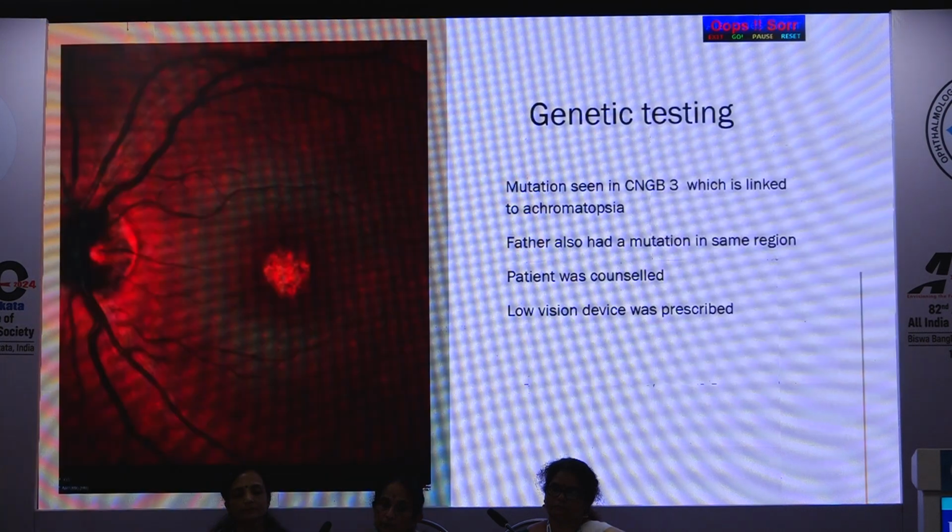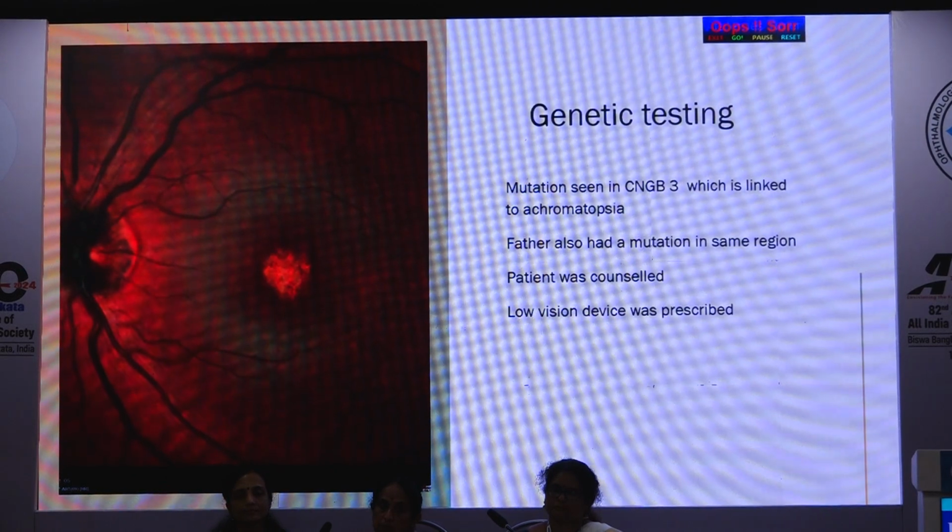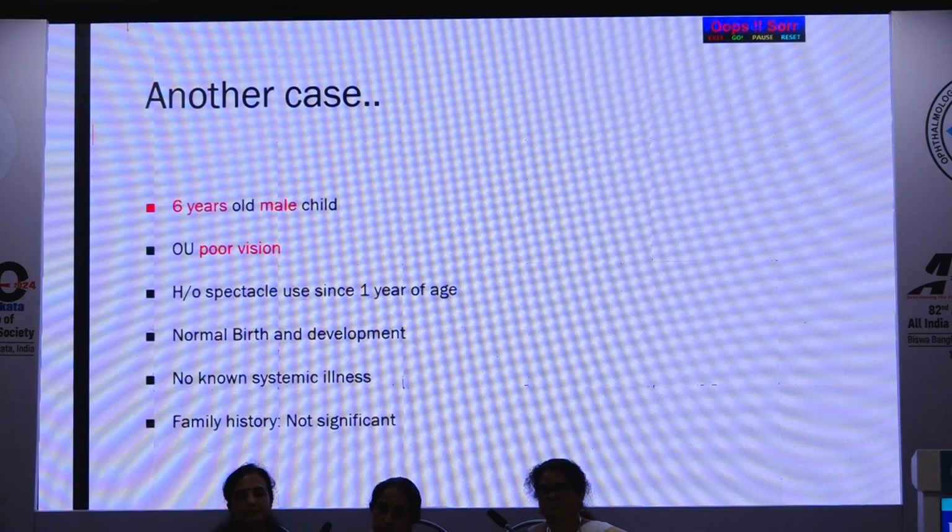OCT shows thinning, and when we do genetic testing, it is suggestive of achromatopsia, and you can see the father has the mutation. So you change. You don't look at -9 there. Don't go for atropine here. Look for why she is not improving vision.